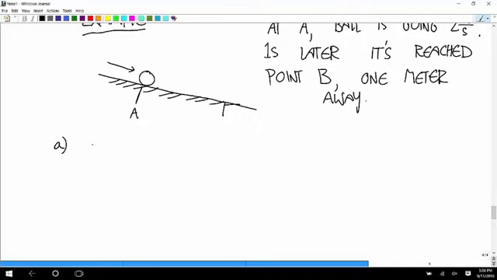So first, what's the acceleration of the ball? I don't know, I can't do that in my head. And then second, what's the velocity at this point v?